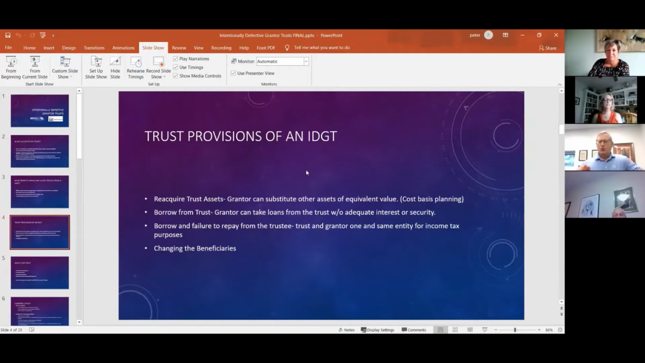One of the key provisions of the trust, and one of the features that opens the door for a lot of flexibility down the road, is that the grantor has the right to reacquire trust assets and substitute assets of equal value. Again, because the IRS for income purposes says trust and grantor are the same, we have the opportunity to swap assets without having to recognize gain during that transaction.